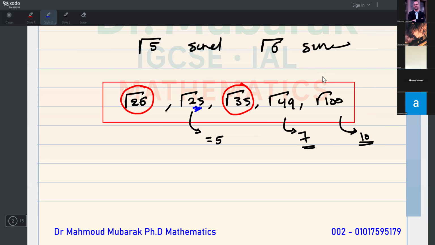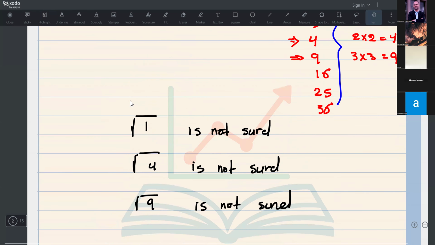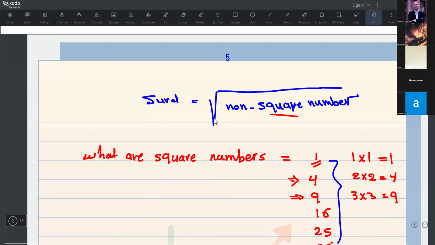It's squared because 7 times 7 is 49. So 49 is a square. What about 100? It's squared because 10 times 10 is 100. And here we define third as a square root of a non-square number. So it's any number that doesn't have a square root? Yes, the square root of any number that doesn't have a square root is third.